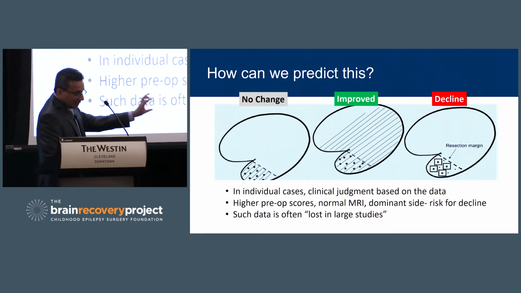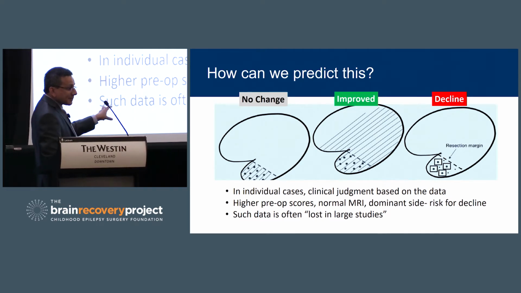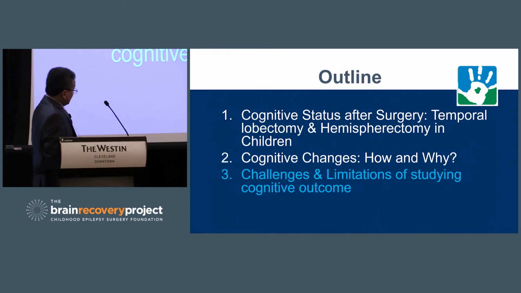You see only the etiology. Some studies will say malformation, worse outcome. Another study would say a different etiology has a worse outcome. And in our study, when we did hemispherectomy, we did not find the cause of the epilepsy influencing the outcome. But in a given individual patient, it may be different.